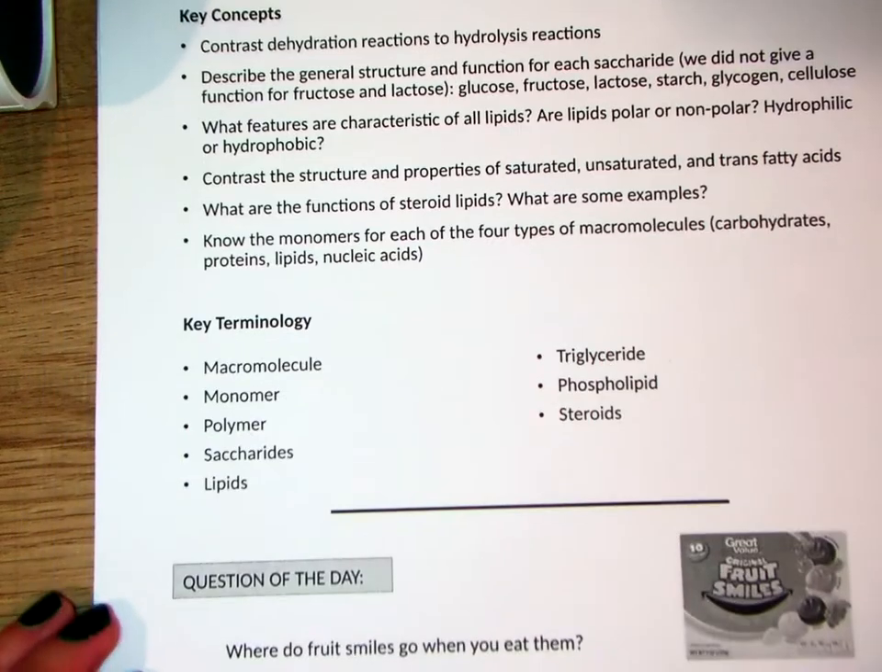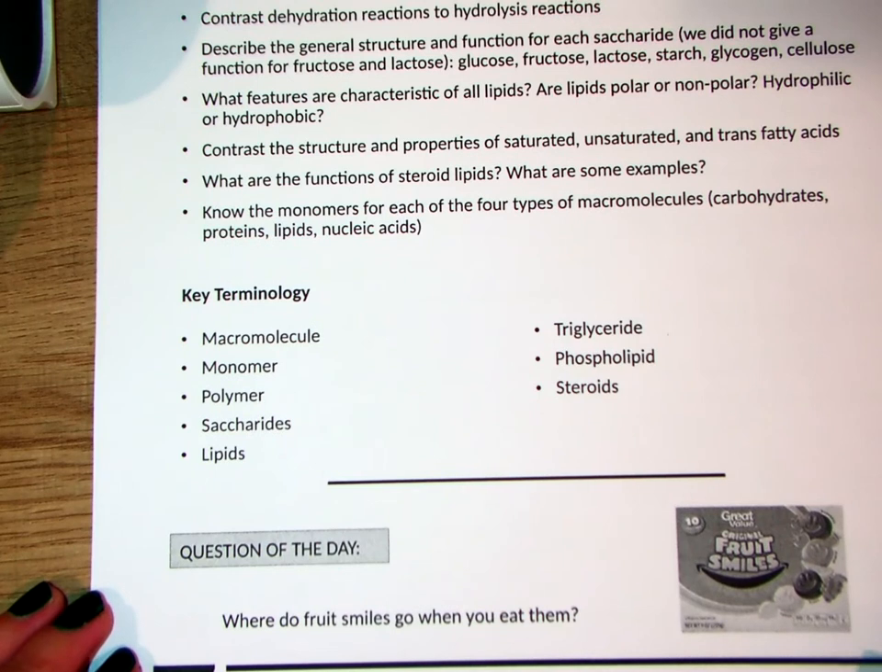And then if we look down here, our question of the day is, where do fruit smiles go when you eat them? So fruit smiles, I don't know why so specific, but these are like a great value brand. I don't want to say like fruit snacks. I think they're really sticky. They get stuck in my teeth. But anyway, where do fruit smiles go when you eat them besides into your stomach? We'll get into a little more detail than that. Today we're going to be talking a bit about digestion.